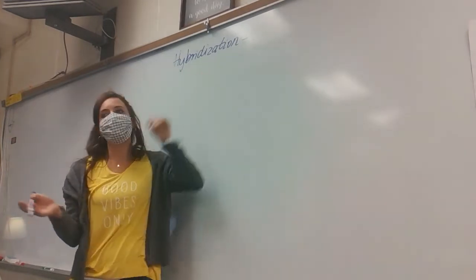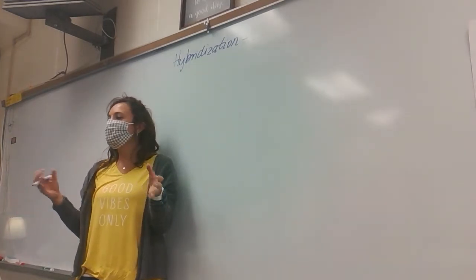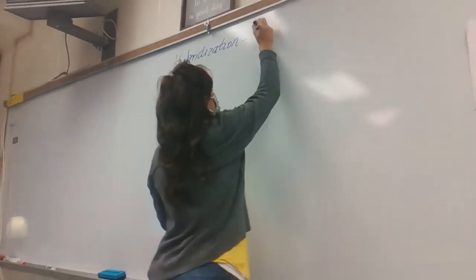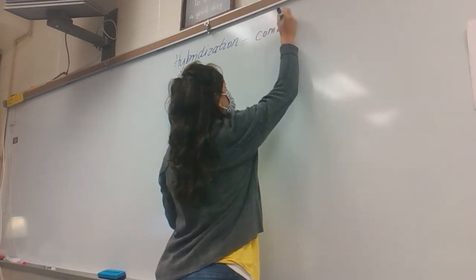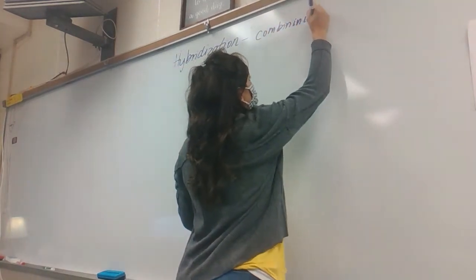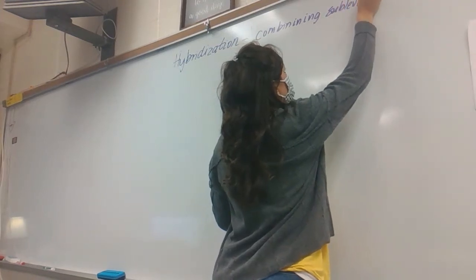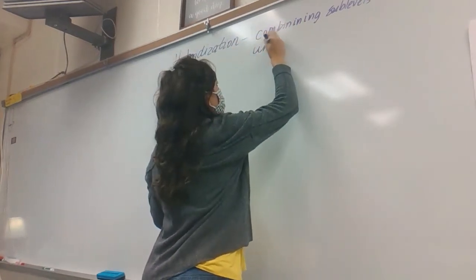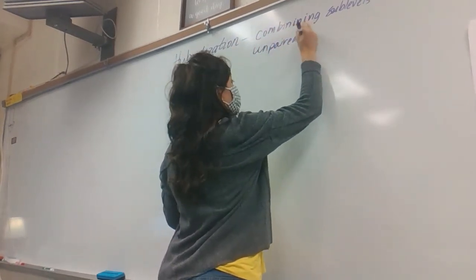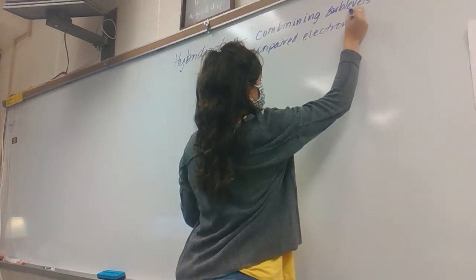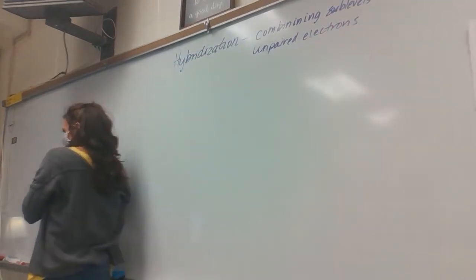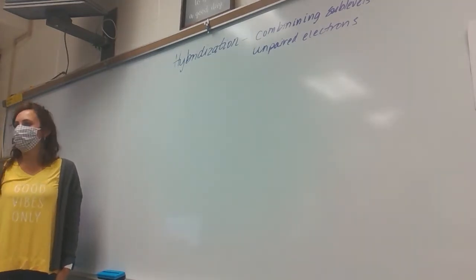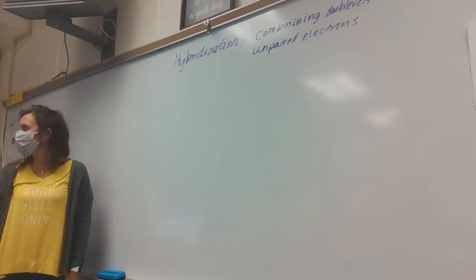In chemistry, hybridization is not so exciting. It's the combining of sublevels to make different sublevels, to make orbitals. So, combining sublevels to create unpaired electrons. This is a little bit confusing.